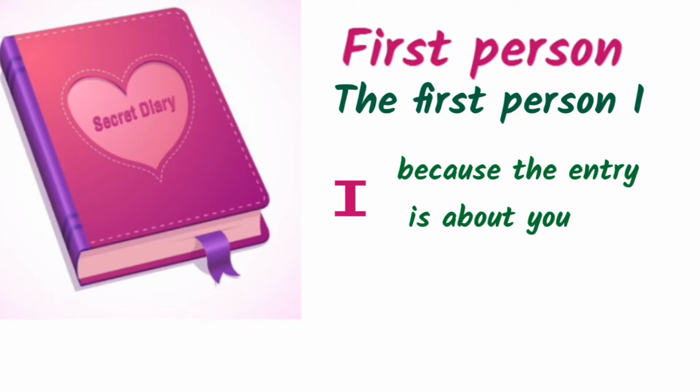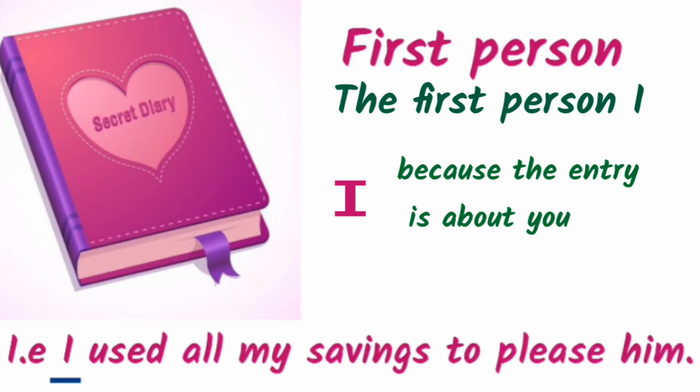So, how can you not use I? You are talking about yourself. That is why you need to make use of first person I. My entry, my diary entry is about me. That is why, for example, I can say, I used all my savings to please him. I know you don't understand who I'm talking about because this is my diary. It's my personal book. That is why.